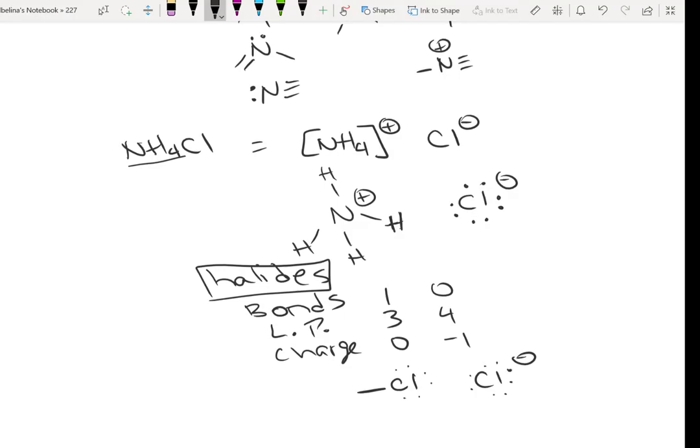All from lone pairs. Notice that no matter what the formal charge is, carbon, nitrogen, oxygen, chlorine, fluorine, they always have an octet. It's just a matter of whether that formal charge is from lone pairs or from a certain combination of bonds and lone pairs.